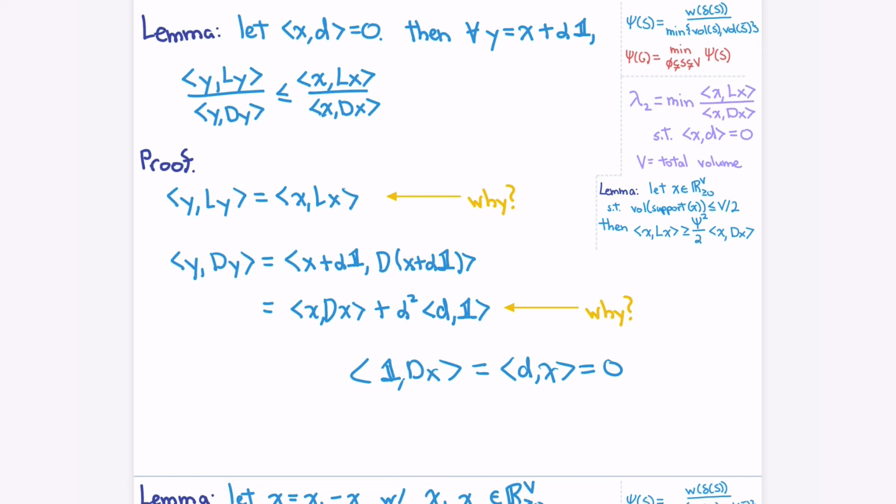So yeah, this was initially, it should have been 1's d1s, and then the diagonal matrix of degree applied to the all ones vector will give you 1d. Okay, so that's one lemma.